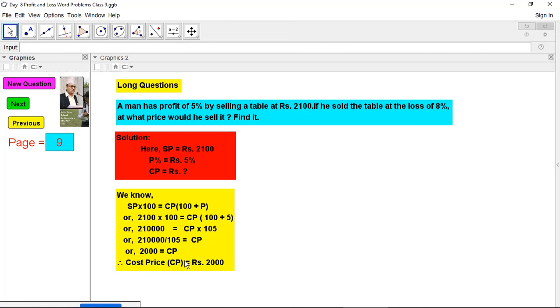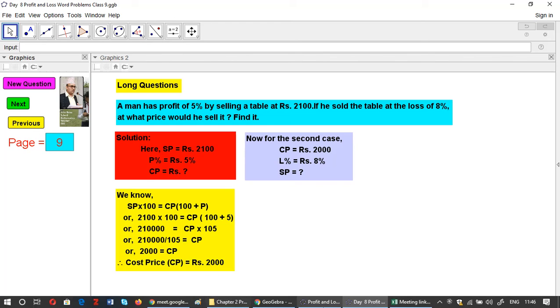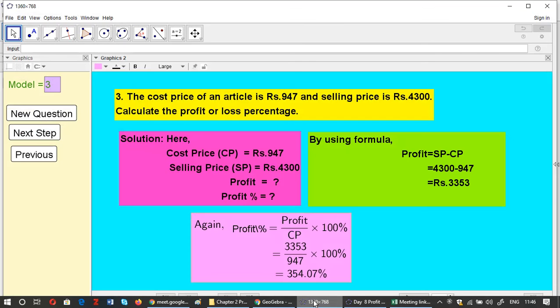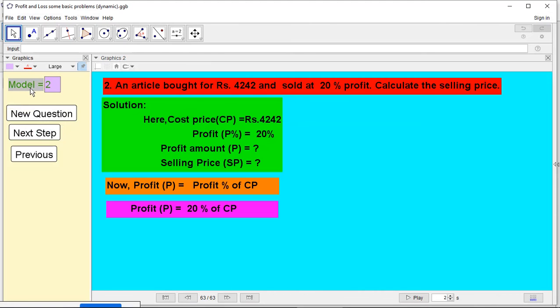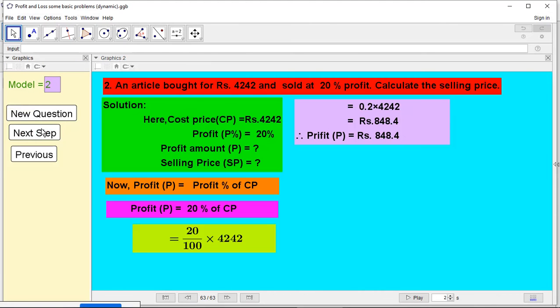Rosika, sir, can we do loss percent of CP? Why not? Loss percent of CP of which number, Rosika? By using X also you can do. This is my technique, dear students. Loss percent of CP, second case. Yeah, you can. Why not? That is your technique. There are many methods here, students. No problem for that. And for this, CP is a loss percent. You can find 8% of 2000 and you can subtract.